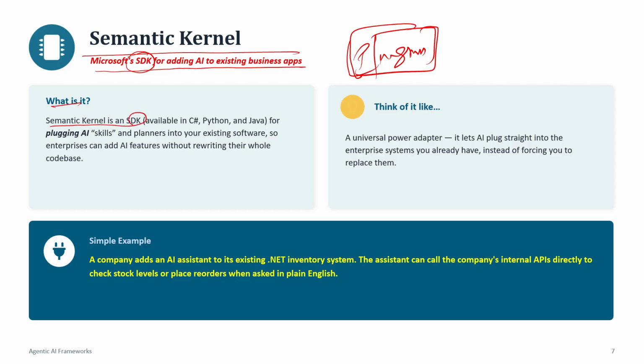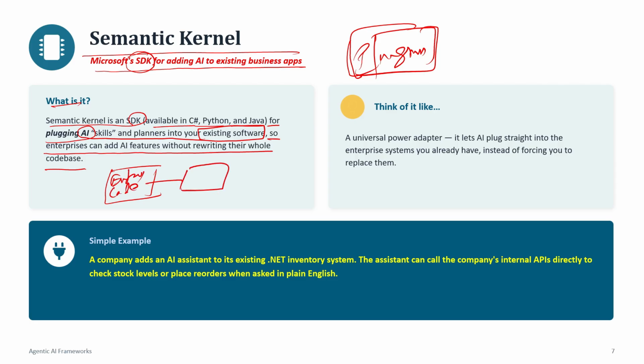So what is it? Semantic Kernel is an SDK available in C Sharp, Python, and Java for plugging AI skills and planners into your existing software. So enterprises can add AI features without rewriting their whole code base. So you don't need to change any code. There may be some small retrofits required in your code for the integration, but overall you don't need to change your code. So you have your own organizational enterprise software, you just need a plugin, which is called Semantic Kernel, and then you can build your AI agent functionalities in your existing application.